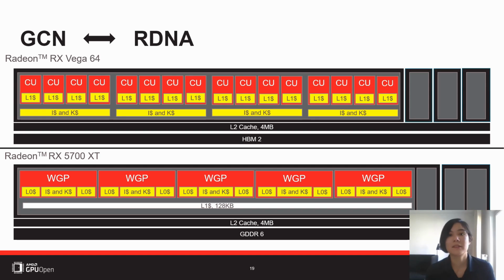So you see on this level it's very similar between GCN and RDNA, just that instead of compute units, we now have these workgroup processors, and very important here we have the level 1 cache, which is just a completely new level of cache.